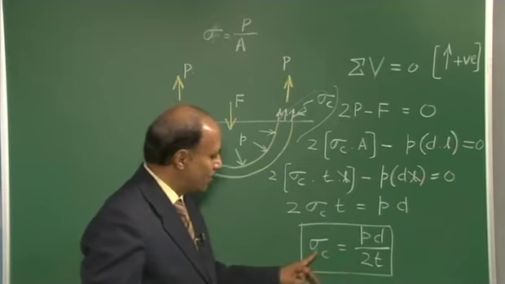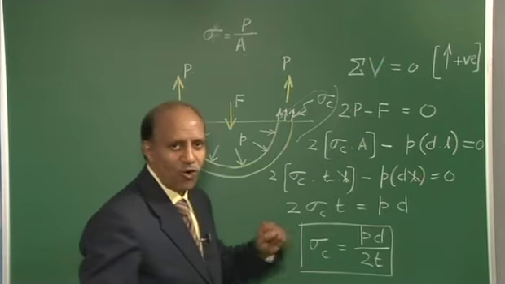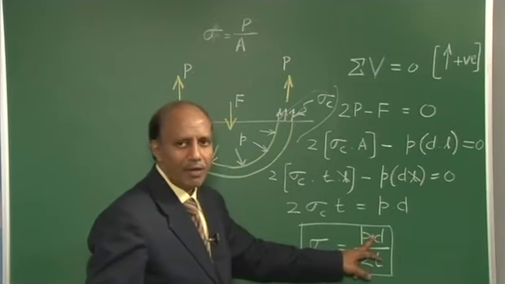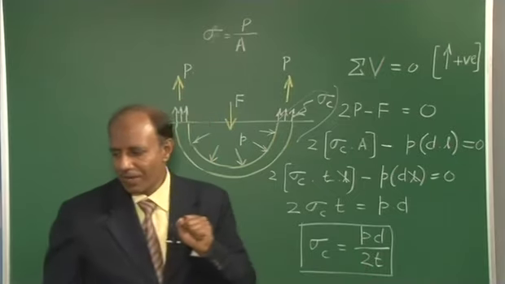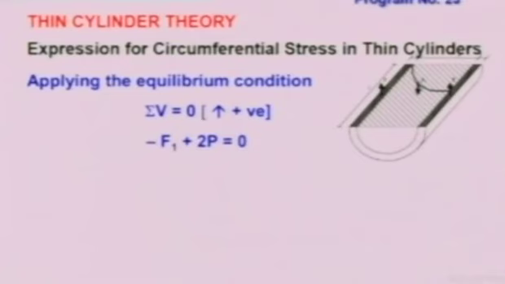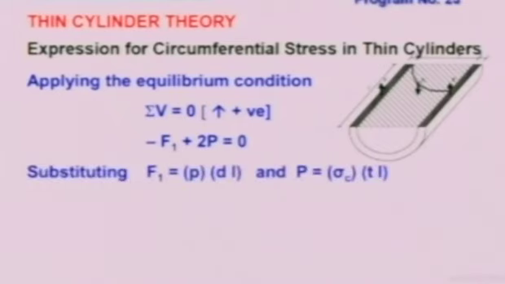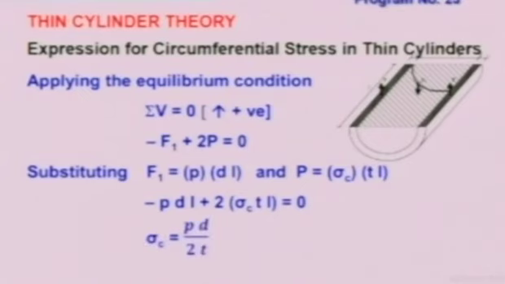What you need to understand here is that the circumferential stress can be calculated as the ratio of internal pressure P into internal diameter, divided by 2 times thickness. It is a very simple expression. If I take you through the equations: minus F1, I am calling this F1, F1 plus 2P equal to 0, downward minus, upward positive. The bursting force is calculated as the product of pressure into the area, diameter and length, and the force P is calculated as stress sigma c into T into L. I have substituted these values.